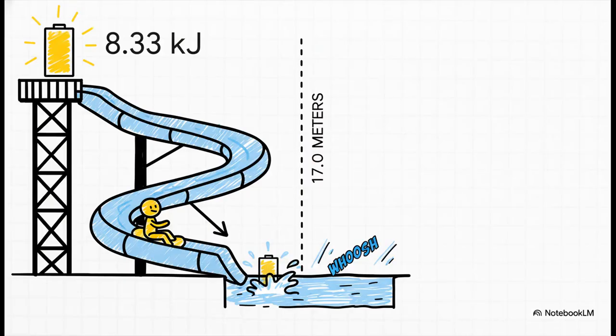And we can actually put some hard numbers on this. The exam paper tells us that a rider converts 8.33 kilojoules of potential energy as they drop 17 meters. This just goes to show that the energy isn't lost. It just transforms from that stored potential into the thrilling rush of speed.